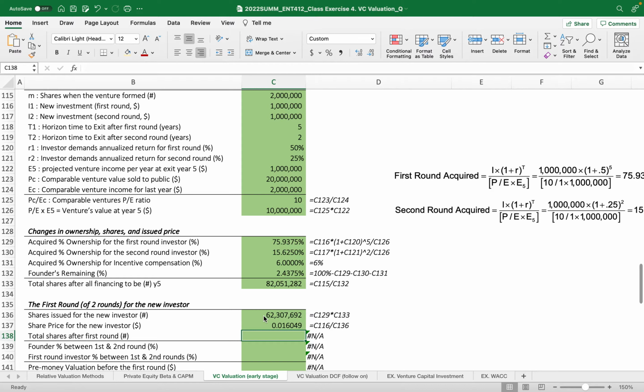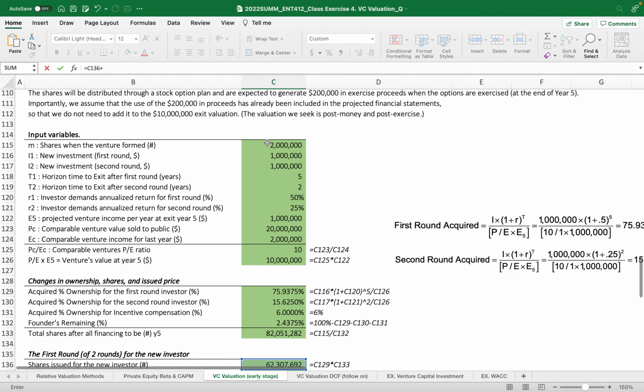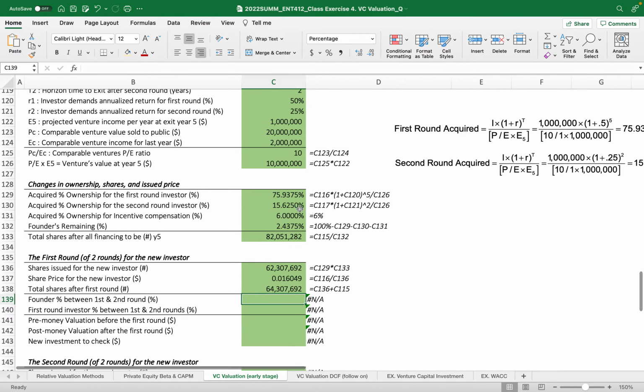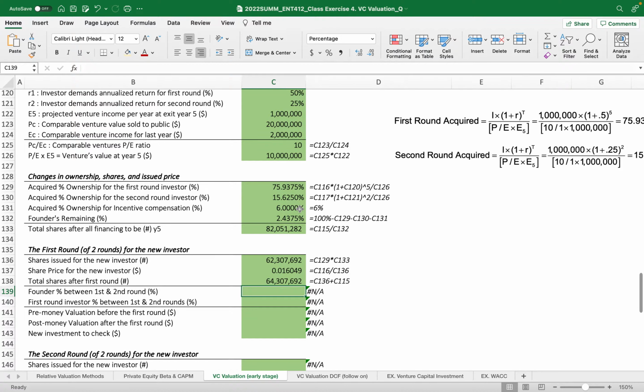The stock price is now, we got 1.6 cent. You guys understood? Right. Here, what is the total number of shares just right after the first round? This is 62 million given away, and then 2 million existing, right? So 64 million is the total number of shares at the time of the first round financing. They issued 62 million, and the total number of shares is 64 million at the stock price of 1.6 cent, right?